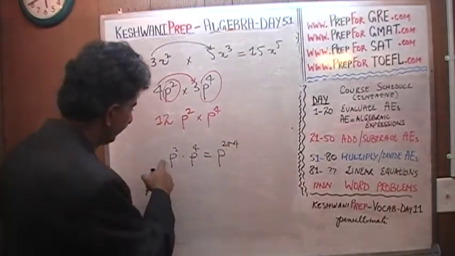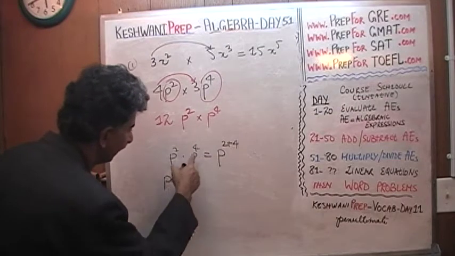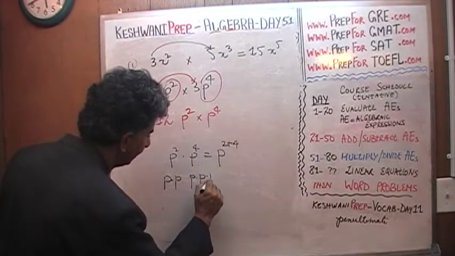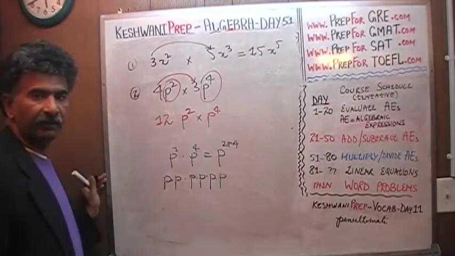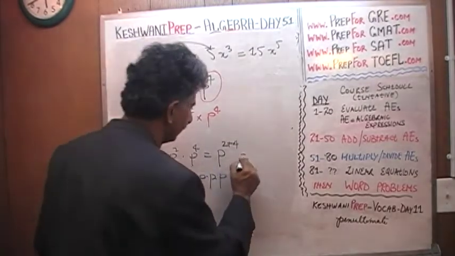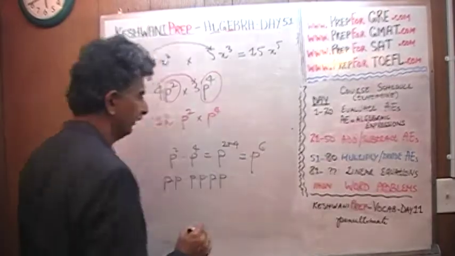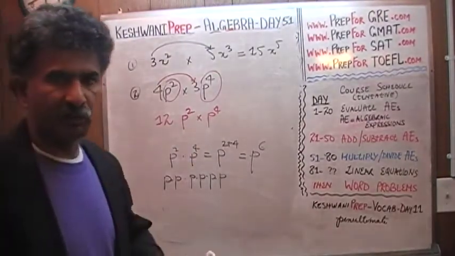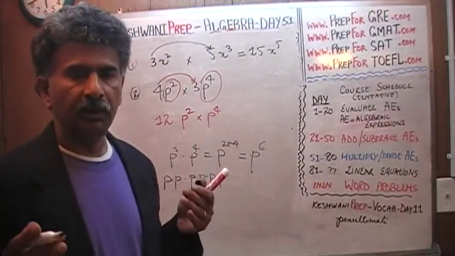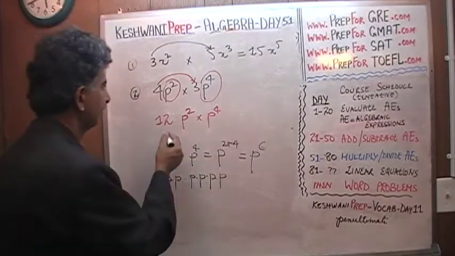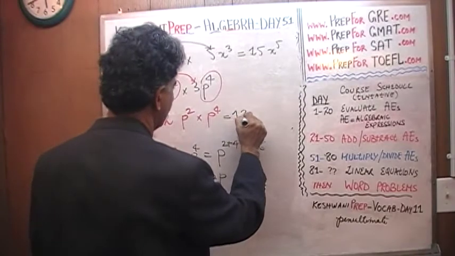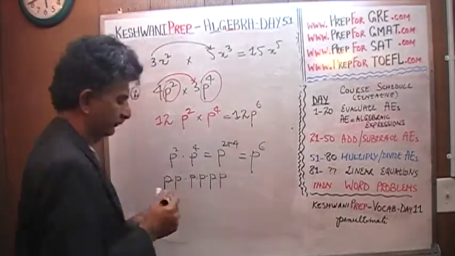Why? Because p squared is p times p, and p to the fourth is p times p times p times p. So as you can see, p is being multiplied by itself 6 times, which is what the exponent tells us. This exponent of 6 tells us that this quantity p, whatever p happens to be, is to be multiplied 6 times by itself. So that's it, the final answer is 12 p raised to the sixth.